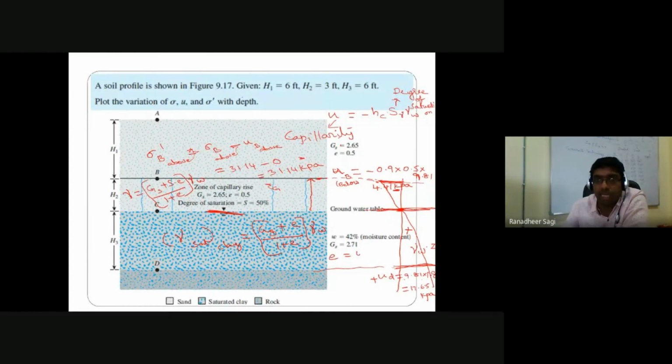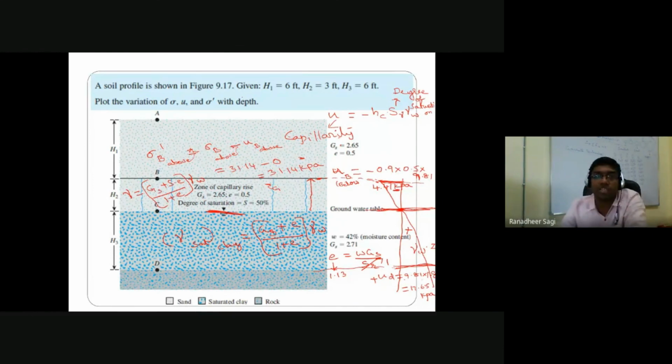e is nothing but w into Gs by Sr, as the soil is fully saturated because it is below the water table. So automatically the degree of saturation in that case is nothing but 1. Water content is known, which is 42%, so I can substitute 0.42 as the water content. Specific gravity of soil solids is 2.71. Then what is the void ratio that I am going to get? 0.42 into 2.71, 1.13 is the void ratio of this layer 3 soil.